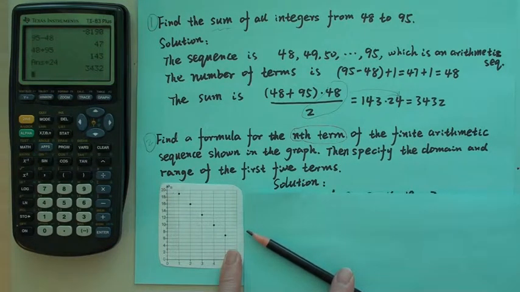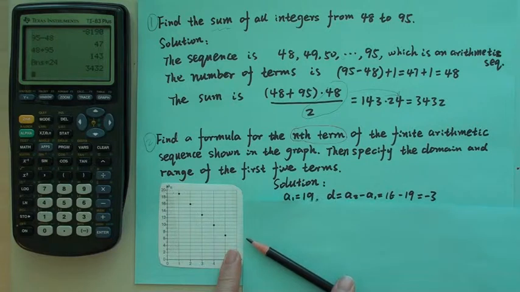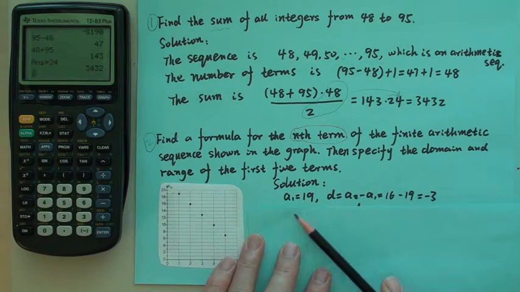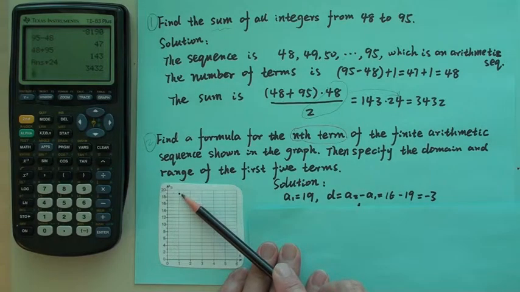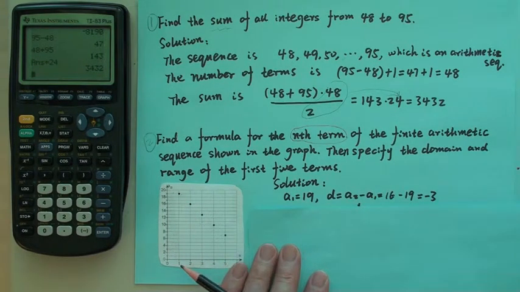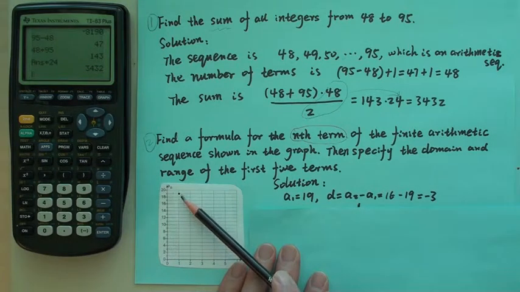The nth term is always the first term plus n minus 1 times d. But right now, we want to figure out the first term first. Here, the first term is 19. And then you want to see between the first term and the second term, that will be the common difference. As always, the second term minus the first term.